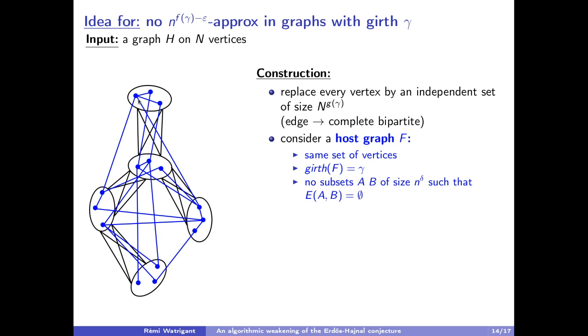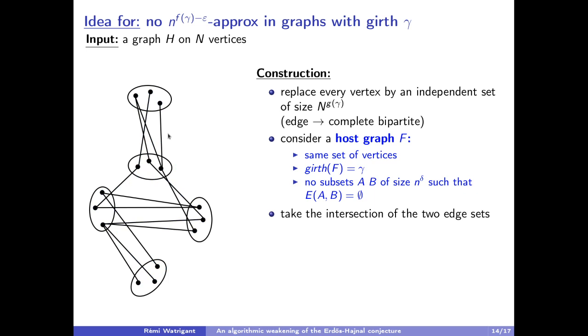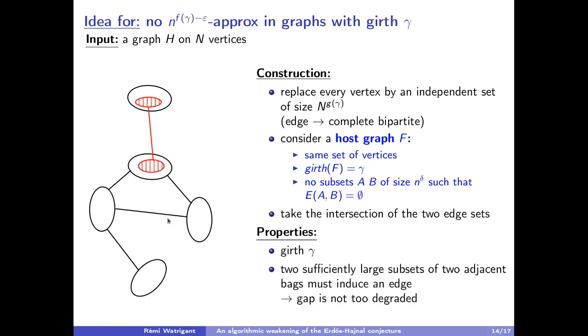So we consider roughly this new set of edges, and basically we take the intersection of these two edge sets. So it will remove some edges from the previous graph. We obtain a new graph which has the following property. Obviously it has girth gamma because F has girth gamma, and because of this property, if you take two sufficiently large subsets in two adjacent bags, then you must induce an edge, which means that you cannot really cheat when you get an independent set in your obtained graph. It must somehow imply a large independent set in the previous graph H. So the gap is not degraded too much. So this is just the idea.